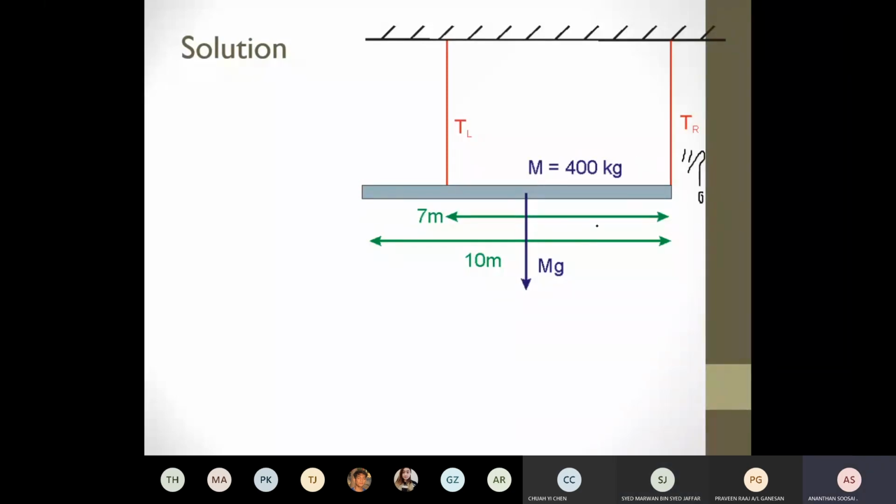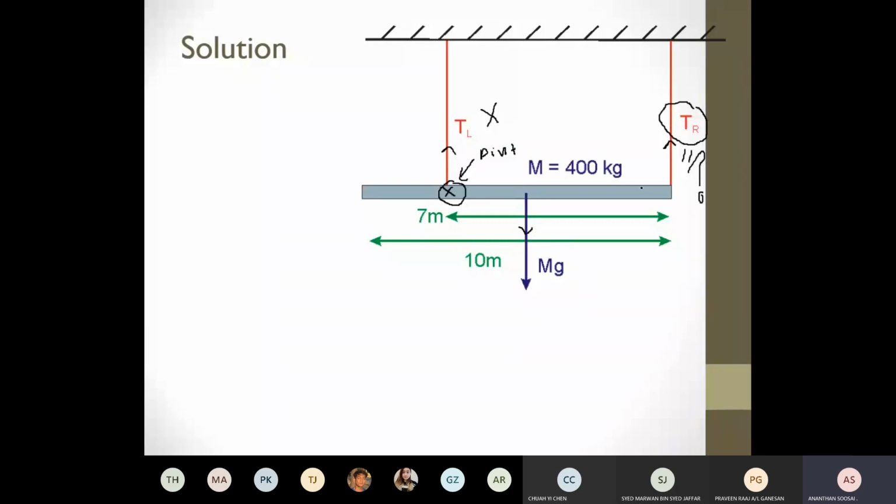This system has how many forces acting? TR acting up, TL acting up, weight acting down. You are looking for TR. So which point do you take to calculate the moment? TL, yes. The smart way is to take the pivot at TL, consider this as the pivoted point. Take moment about TL. Because of what? We don't want TL to appear, so you can find the TR.